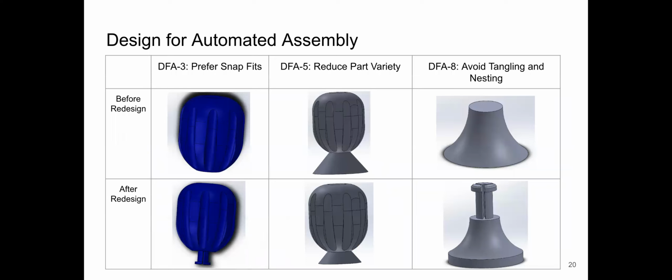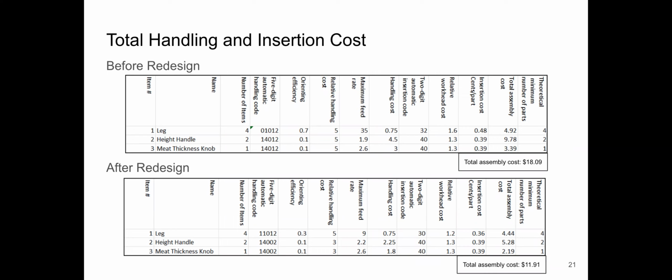As you can see in the total handling and insertion cost tables, we were able to reduce our total assembly cost from $18.09 to $11.91. However, this does come with some increased manufacturing costs, as you will see later in the slides.